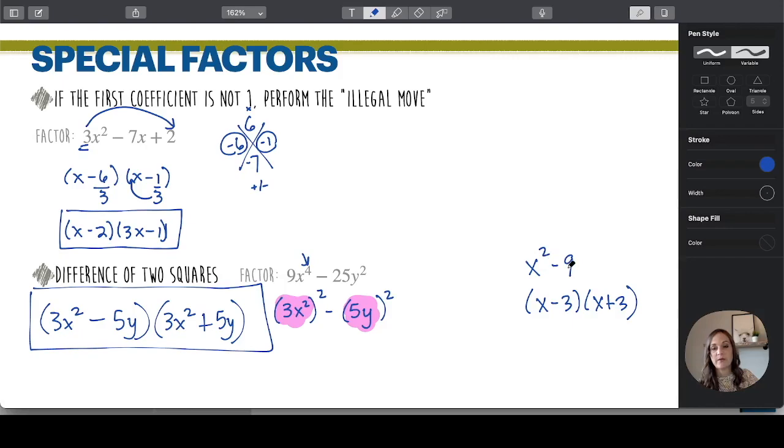For example, the x squared minus 9 again. This would have been x that was squared, and this would have been the 3, because 3 squared gives me 9. And so x goes in the front and 3 goes in the back. Same thing applies to any term that can be squared and any exponent that is even.